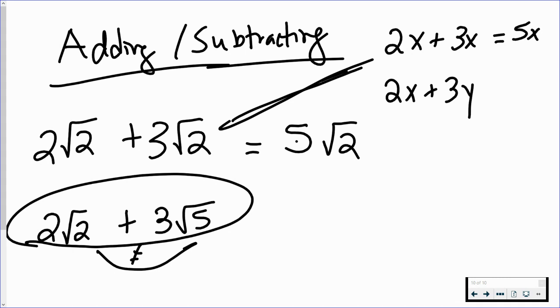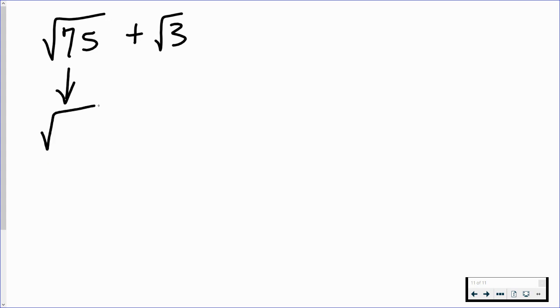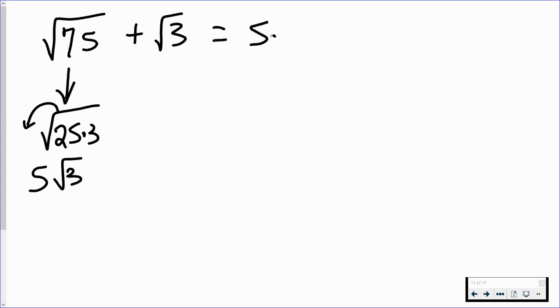Okay, so let's take a look at some examples of adding and subtracting. We may have to do some simplifying to begin with. Let's say we have square root of 75 plus square root of 3. At first glance, these do not have the same square roots, but we need to try to simplify to see if we're going to have the same square roots. Take a look at 75. We know that 75 is 25 times 3. Square root of 25 we can bring out, is 5, and we leave the 3 inside. So we could rewrite this as 5 square roots of 3 plus square root of 3.